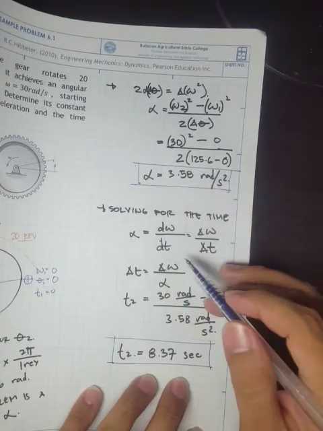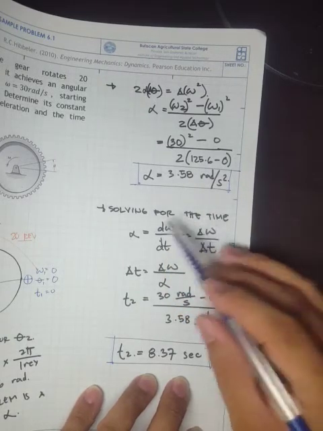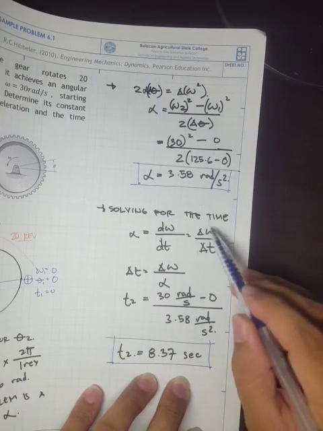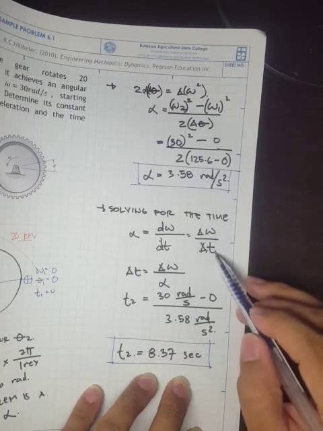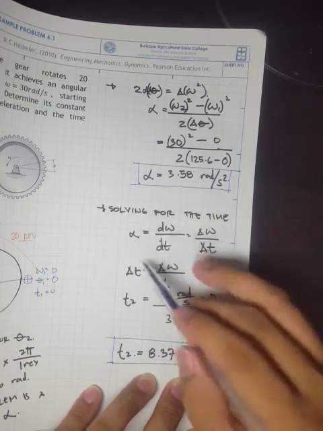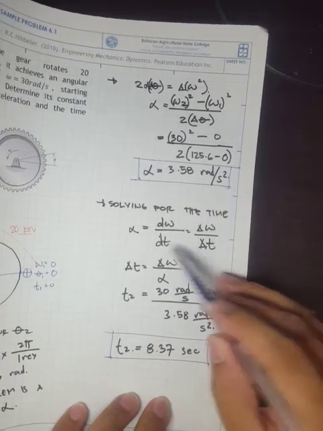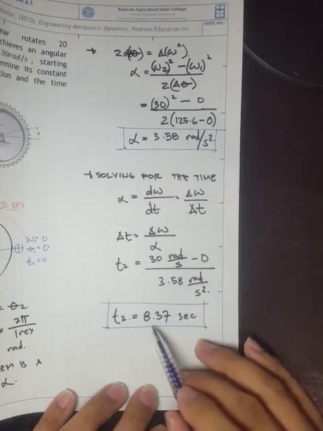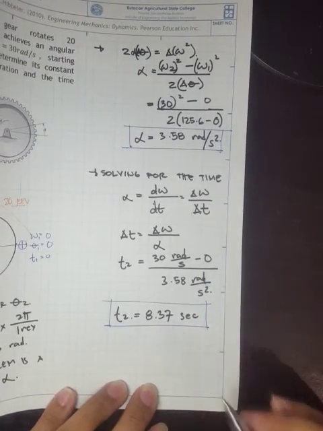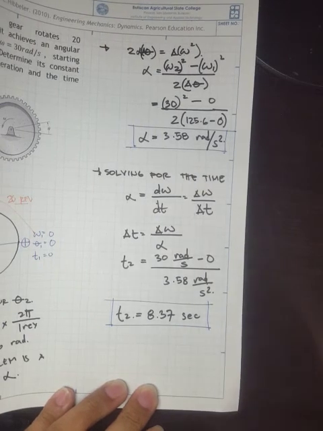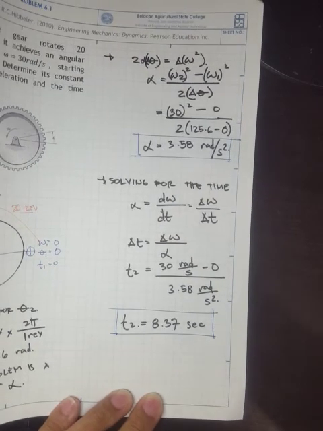And then after that we are asked to solve for the time. So we use this equation: the change in the angular velocity divided by the time is the acceleration. Since these are given, we can solve for the time, and the answer is 8.37 seconds. Alright, so in the next video we'll be doing another sample problem for rotations.